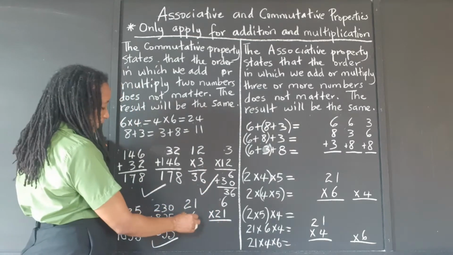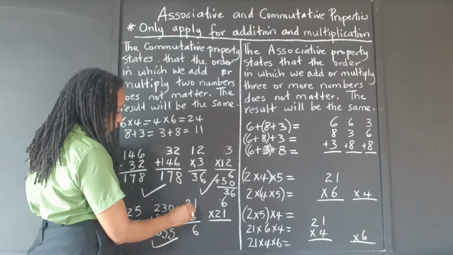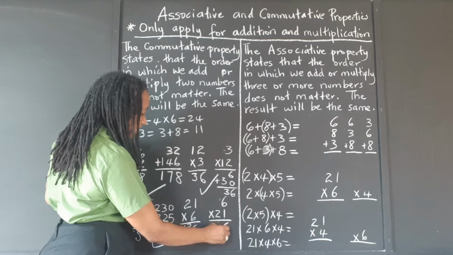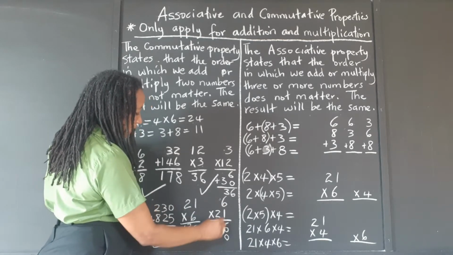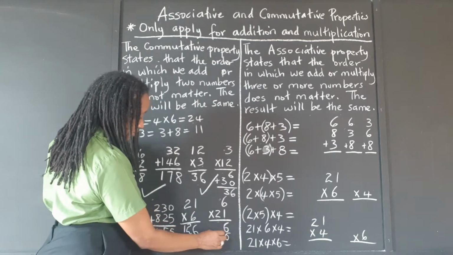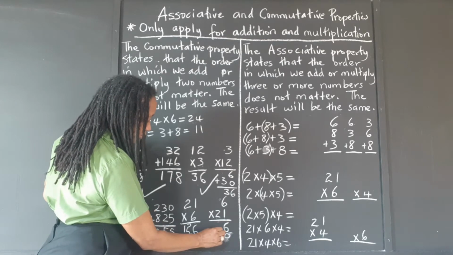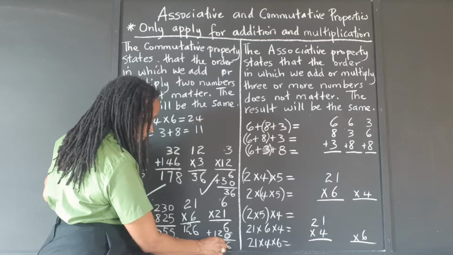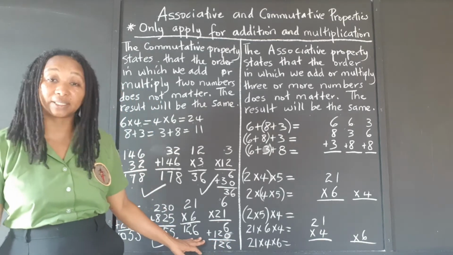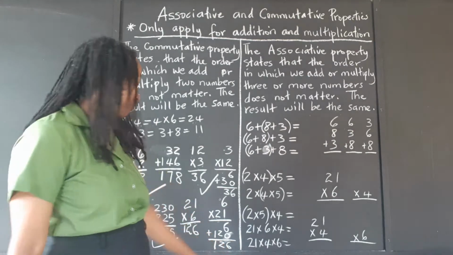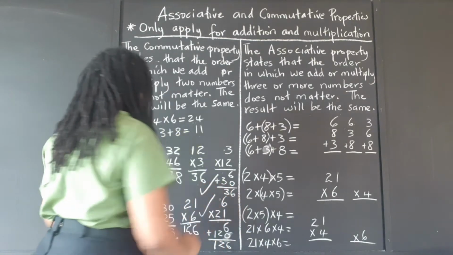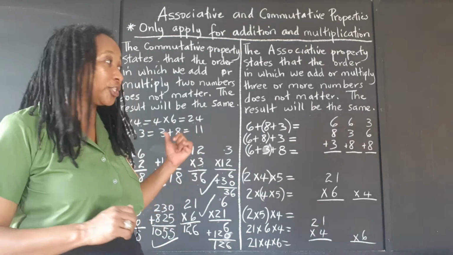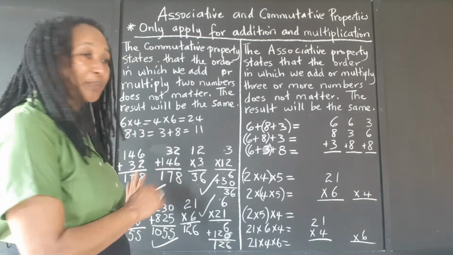So 6 1s are 6, 6 2s are 12. 1 times 6 is 6, 2 6s are 12. See, we got identical answers. So we have proven the commutative law for addition and multiplication.